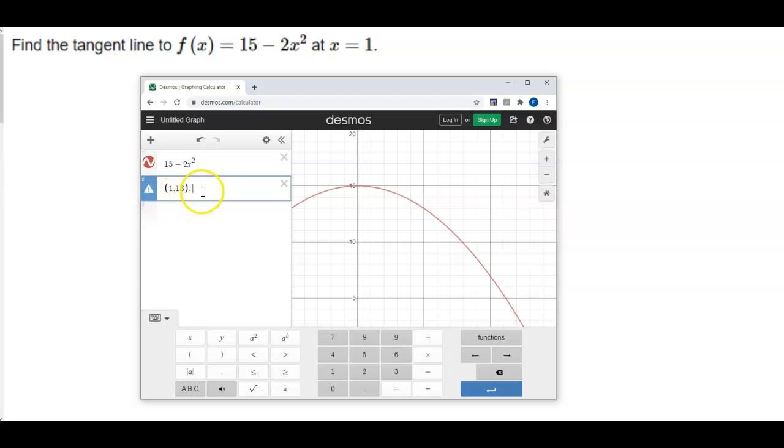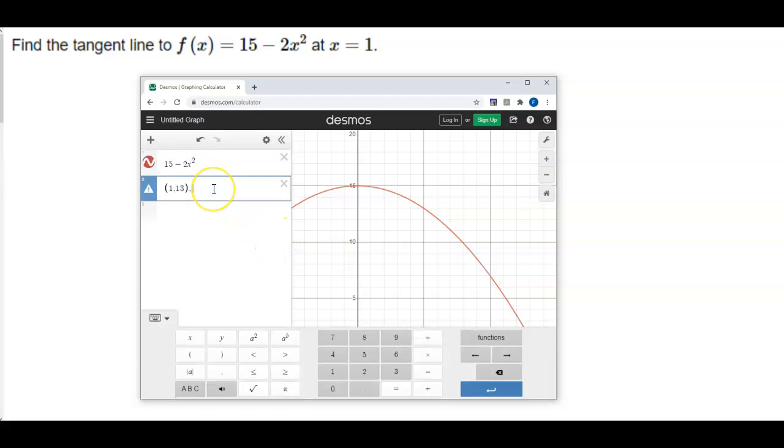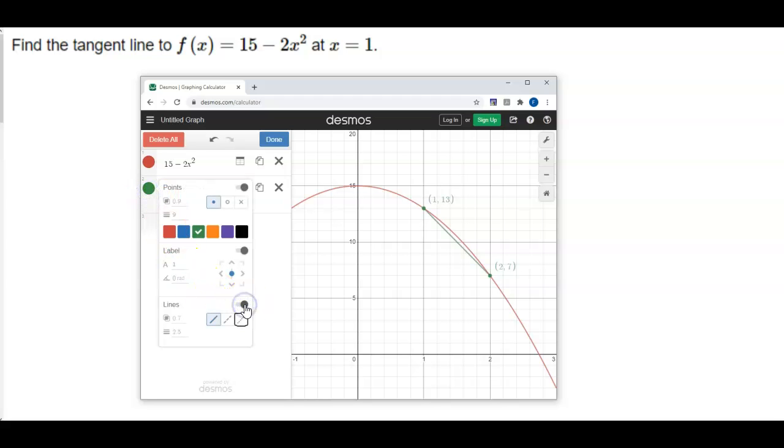Okay, now we're going to pick another point. So another point that we can see on the graph here is at 2, 7. Let's go ahead and put that point in, 2, 7. And then we're going to label that point. So we have 1, 13, and then 2, 7. Now, let's create that line here. We're going to draw a line so we can see what the line is there.